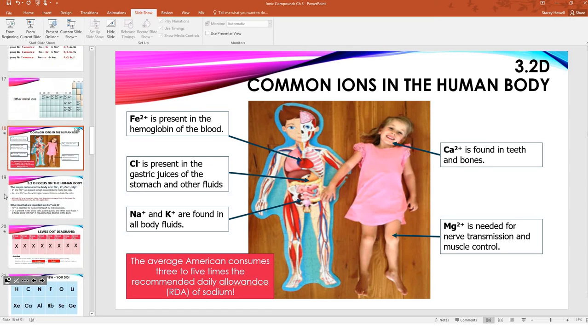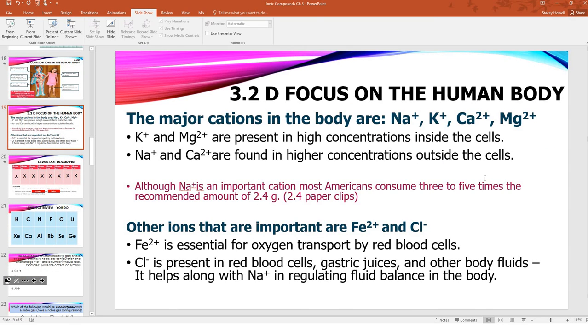Okay, so moving on. Focusing in on those ions again: sodium, potassium, calcium, and magnesium. Potassium and magnesium are present in high concentrations inside cells. They're used inside cells to make the cells work. Sodium and calcium are used outside the cells, in structure and for calcium in transmission of moving things, and water retention for sodium.